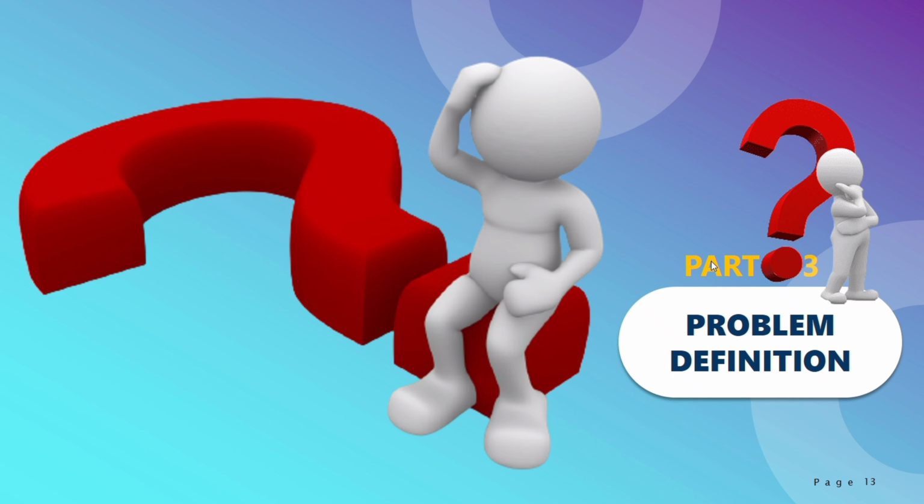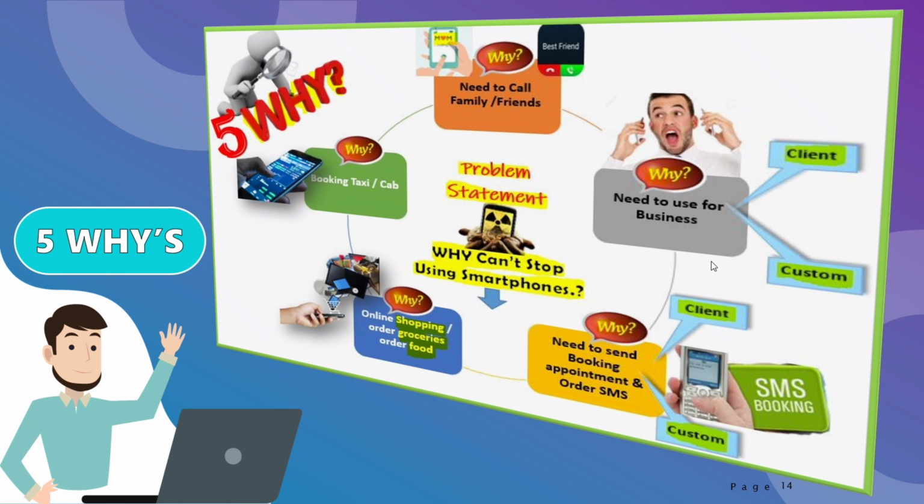Then problem definitions. The problem statement is the mobile phones, the smartphones. Why can't I stop using the smartphones? So I did the five why analysis. Then I asked myself why.